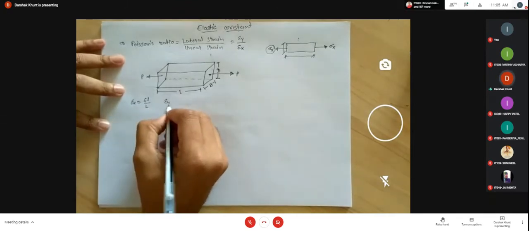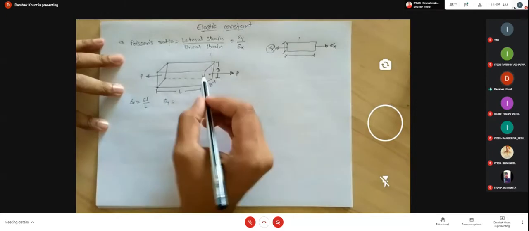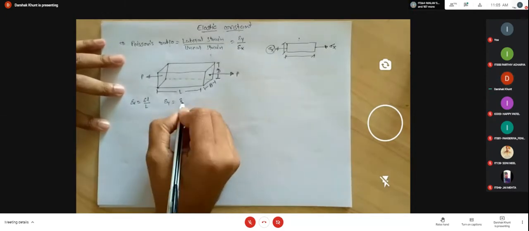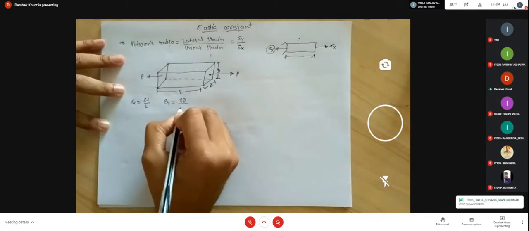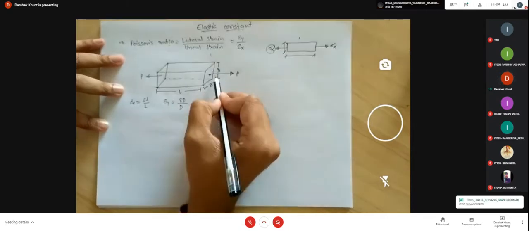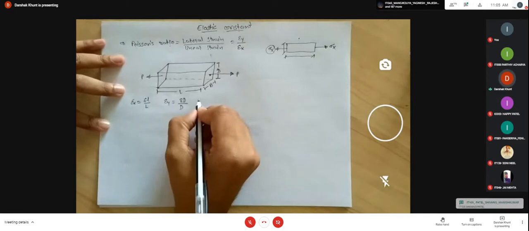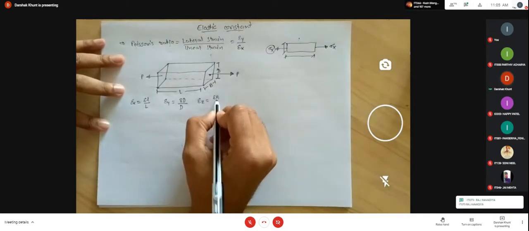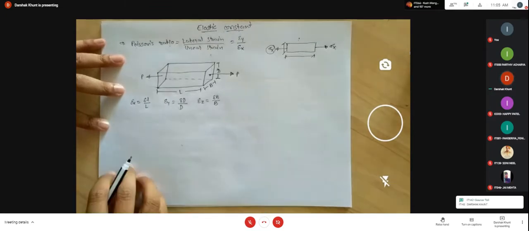Strain in y direction is defined by, if you consider this as the y direction, the change in this diameter, that is the change in the depth, divided by the original depth. And strain in z direction is defined by the change in the width divided by the original width b.